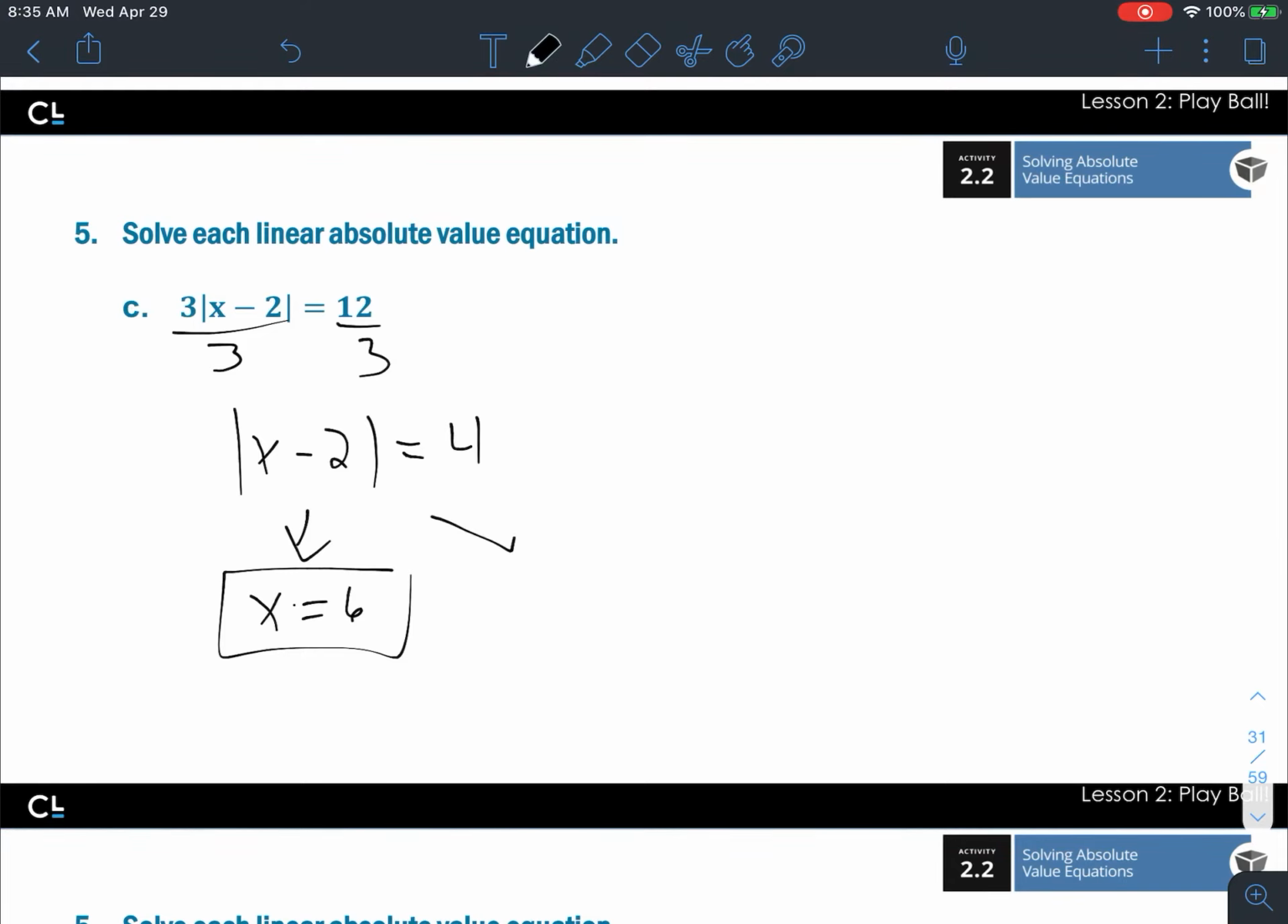Or our number could also be negative 2, because negative 2 minus 2 gives us negative 4, and the absolute value of negative 4 is 4. If you plug these numbers in and try them, they would be right. So 6 minus 2, as we said, gives us 4, times 3 gives us 12. Negative 2 minus 2 gives us negative 4. Absolute value of that is 4, times 3 is 12. So both of these work.